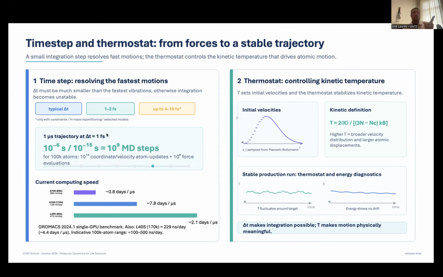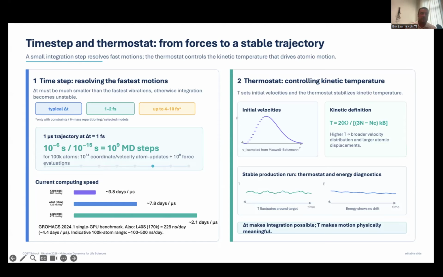My time step is 1 femtosecond. So if I want to perform 1 microsecond of a trajectory, I have to perform 1 billion molecular dynamics steps. In each step, for each atom I have to assign 6 different values to define our molecular system. So just to understand how many operations are needed to create an atomistic molecular structure.